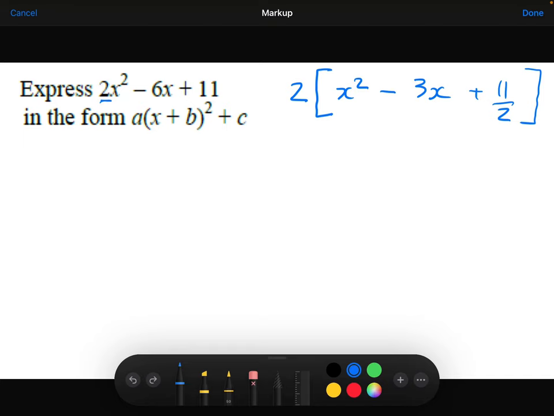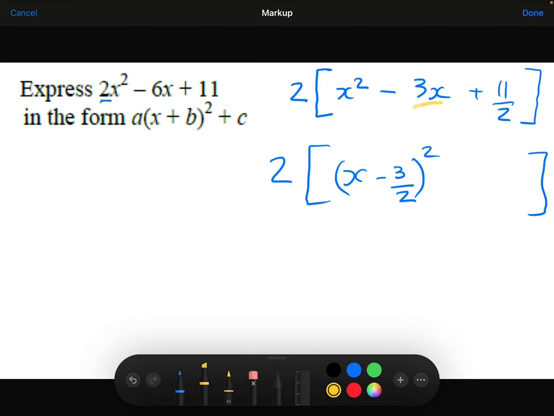Right, now that I've factorised the 2 outside, I'm now going to complete the square on the middle bit. The perfect square that goes with x squared minus 3x is x minus 3 over 2 squared. Don't use decimals. I know some people will look at this and think, oh, well, half of that's 1.5. But then we're going to have to square that 1.5, which is tricky to square decimals. It's easy to square fractions. When I square 3 over 2, I get 9 over 4 that I don't want. So I'm going to subtract that 9 over 4 plus the 11 over 2.